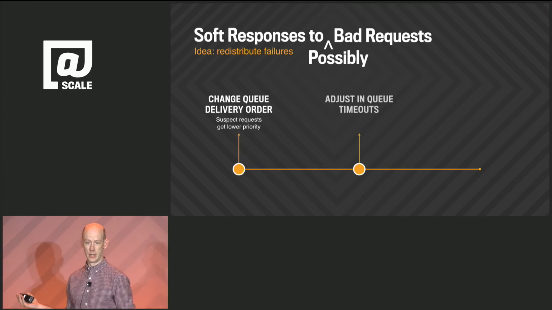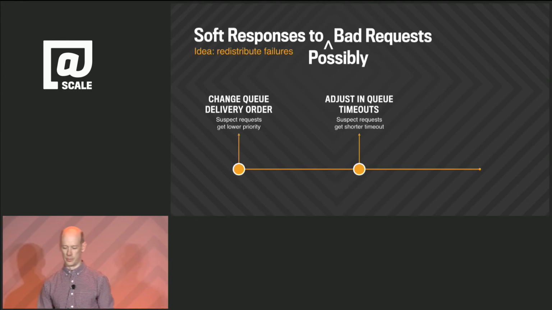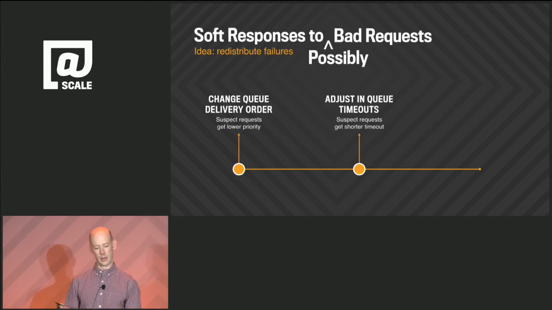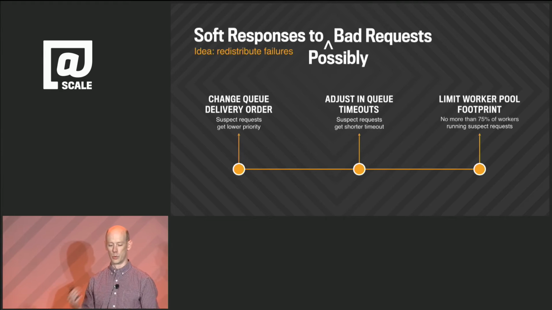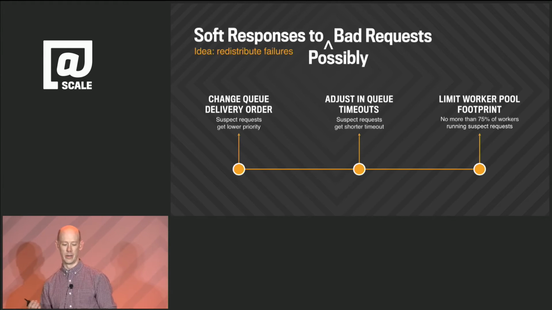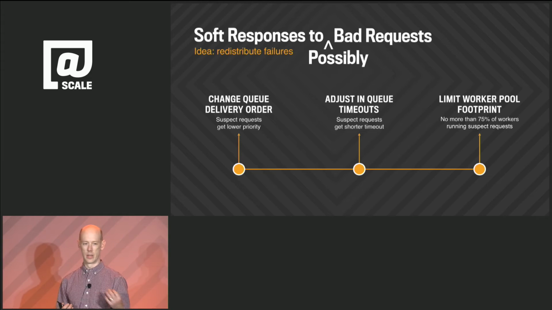We can also adjust the timeouts of the items that are in the queue. So for example, if regular requests get a longer timeout than your suspect requests, then once the timeouts start getting hit, the errors will preferentially go towards the requests that have been flagged as potentially suspicious. And the last thing we can do is limit the worker pool footprint for requests that we think are in error. So we can essentially reserve a portion of the machine always available for things that we consider to be not malicious or not heuristically suspect.